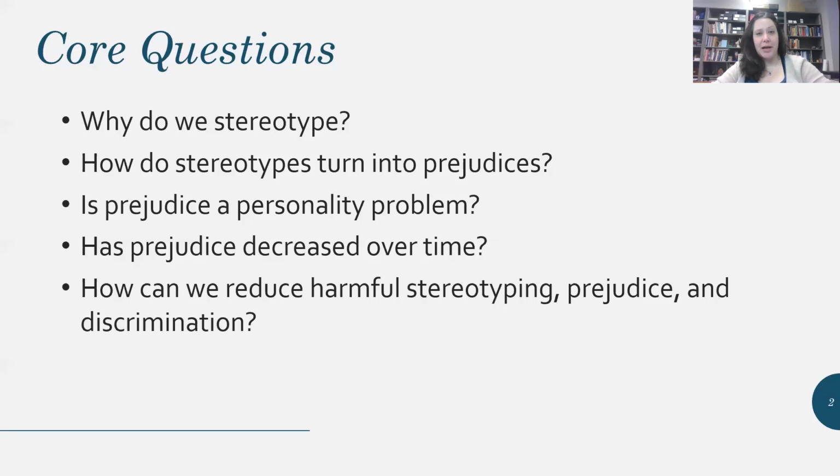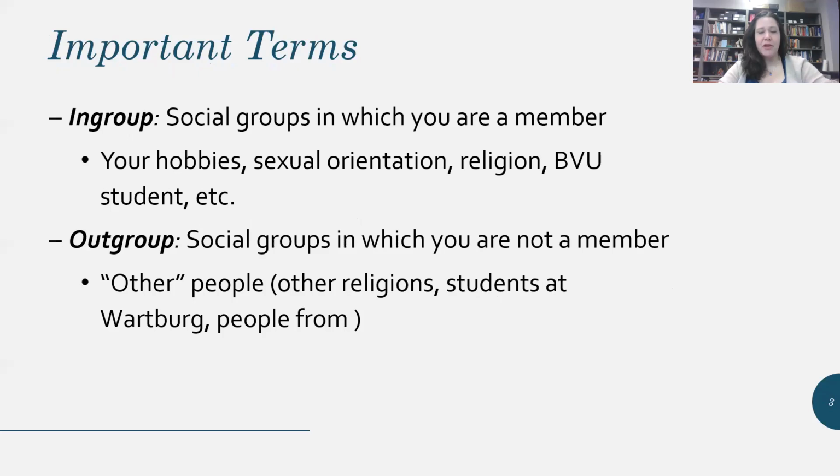So let's get started by making sure that we understand some common definitions that are going to be important in this chapter. The first is that we have to differentiate between what social psychology calls our in-groups versus our out-groups. Sometimes in popular culture, when we talk about an in-group, we're talking about a group of cool kids or popular kids in school, and that's not what this is referring to. In social psychology, an in-group is any group in which you are a member. For my students, it's being a student at Buena Vista University. That's an in-group for you. Other students at BVU are in your in-group.